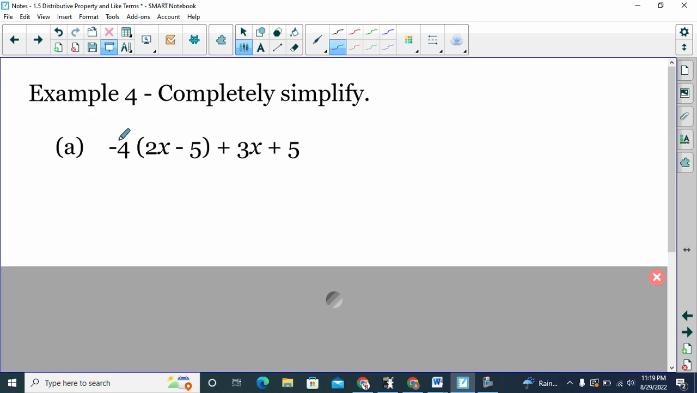So I'm distributing this negative 4. Negative 4 times 2x. Negative 4 times negative 5. Negative times negative is positive. 4 times 5. I use the distributive property. We stop there because the parentheses ended there. This is not part of that quantity. We do need to copy the rest of that down, though.